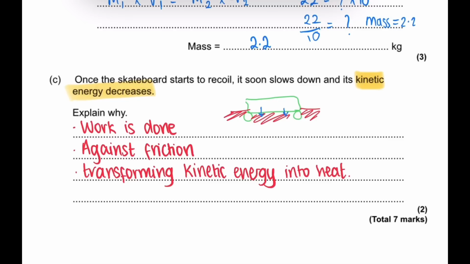For example, if you rub both of your hands together, you can say that work is done and friction is happening, and you can actually feel that your hands begin to feel warm, and that is exactly what is happening with the skateboard and the floor.